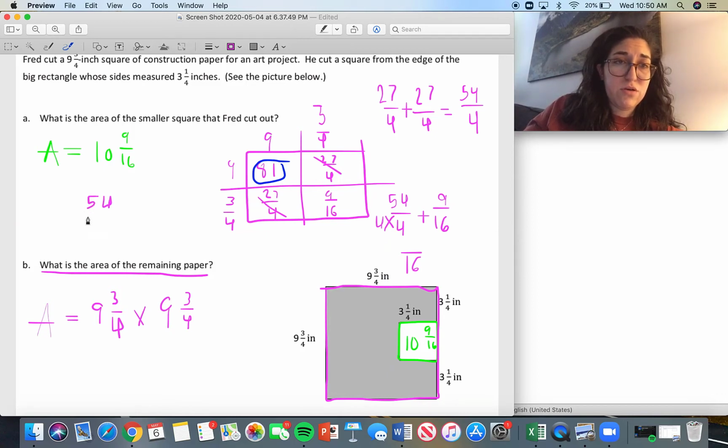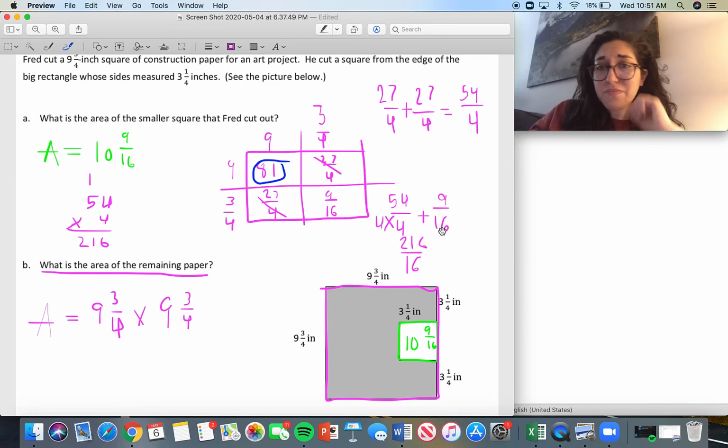I'll do that over here. 54 times 4. 4 times 4 is 16. 4 times 5 is 20, plus 1, carry the 1. 216 sixteenths. That is a lot of sixteenths that I have to deal with right there.